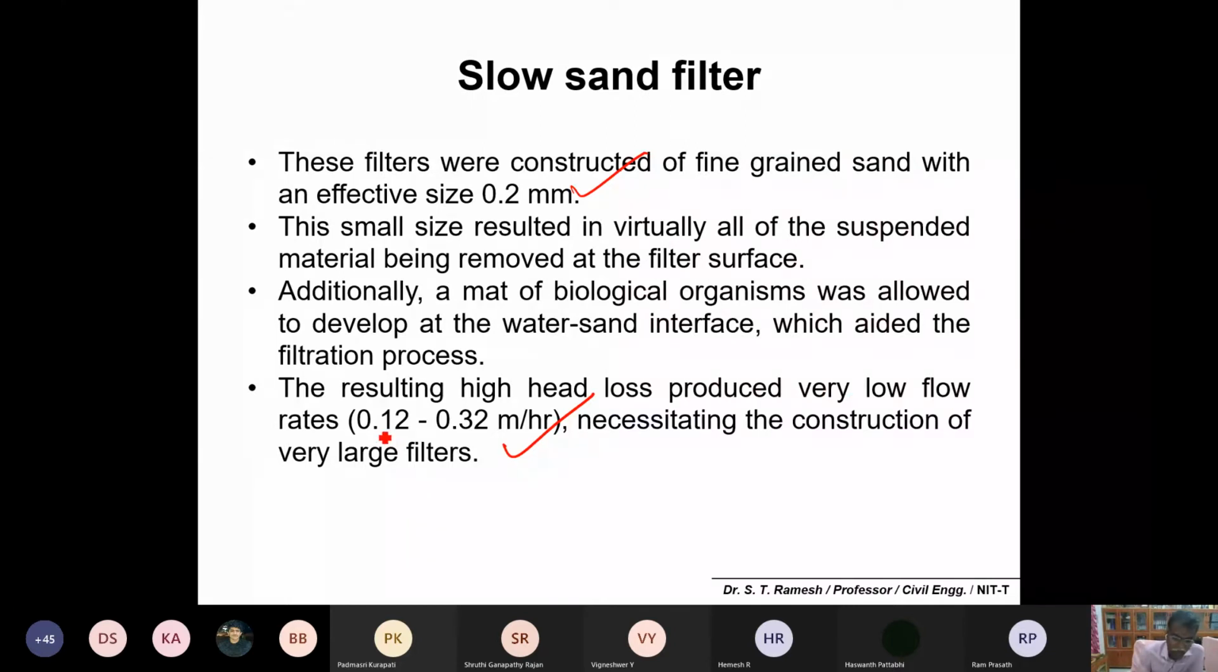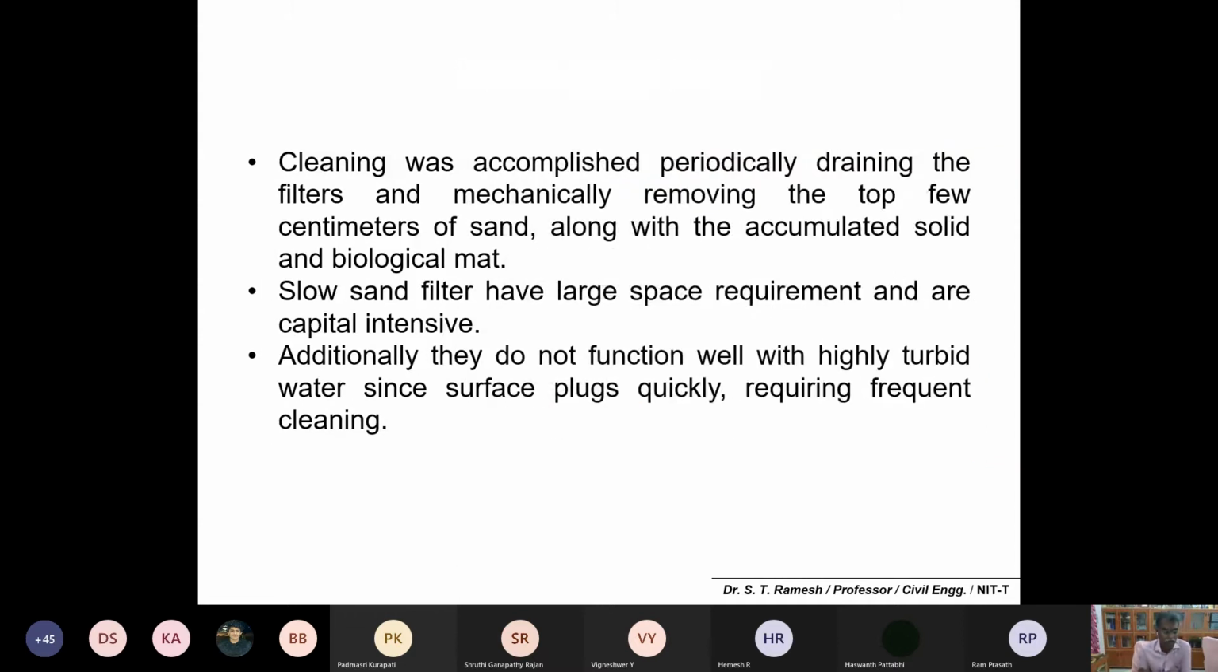So cleaning, normally I told you backwashing is not necessary. Cleaning is accomplished periodically by draining the filter and mechanically removing the top portions of sand along with the accumulated solid and biological matter. Please make a note: in a rapid sand filter you may require backwashing continuously, very frequently. But in the case of a slow sand filter, backwashing is not necessary because it follows a cake filtration technique. The solid particles or floc materials are blocked only at the top. So the only possible way is draining the filter and mechanically removing the top few centimeters of the sand along with the accumulated solid and biological matter.